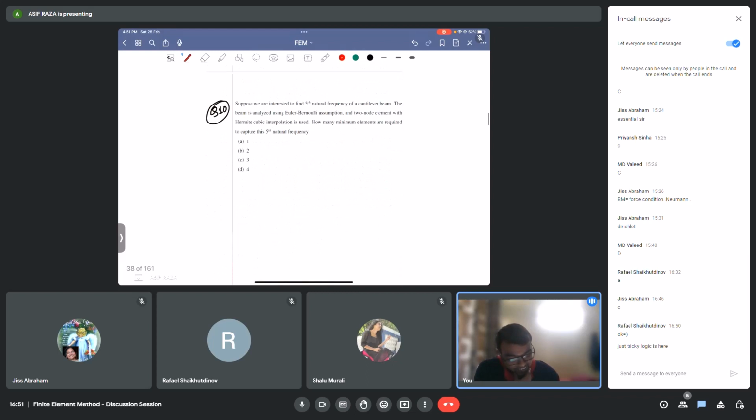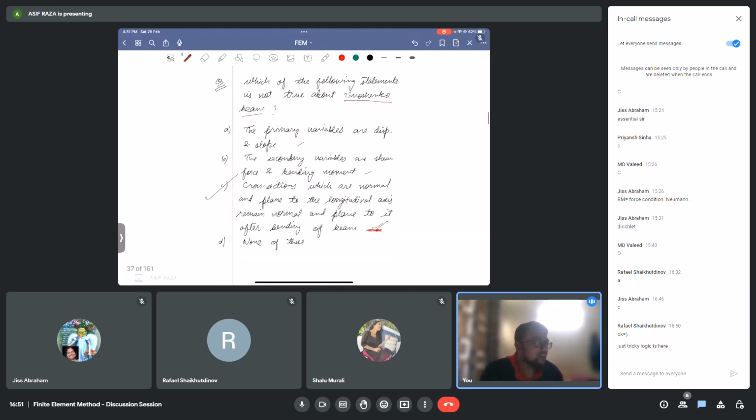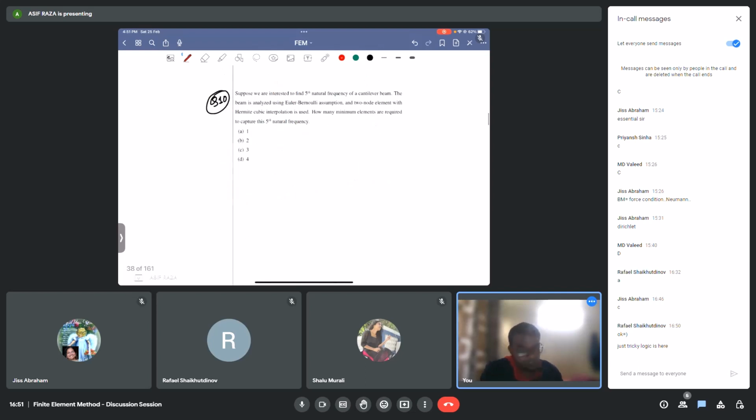Okay, it's a simple question. Suppose we are interested to find the fifth natural frequency of a cantilever beam. The beam is analyzed using the Euler-Bernoulli assumption. As I told earlier, where we digress, Euler-Bernoulli has assumption C also. Suppose we are interested to find the fifth natural frequency of a cantilever beam. The beam is analyzed using the Euler-Bernoulli assumption and a two node element with Hermite cubic interpolation is used. How many minimum elements are required to capture this fifth natural frequency?